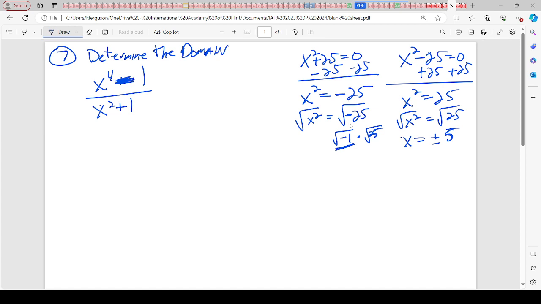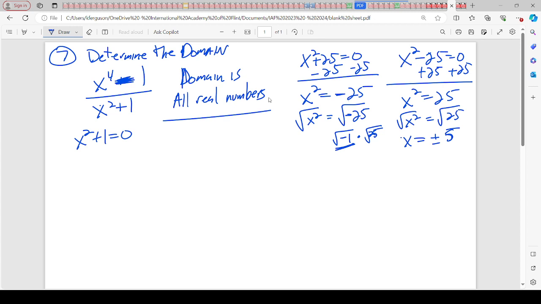Well, we're talking about real numbers, so that's not an option. I'm looking for what exclusions, what things can't I plug in for x? Well, I'm only dealing with real numbers for this domain. So because x squared plus 1 can't be factored without using i, and I can't set it equal to 0 and get just a straight value without using i, an imaginary number, my domain is all real numbers.